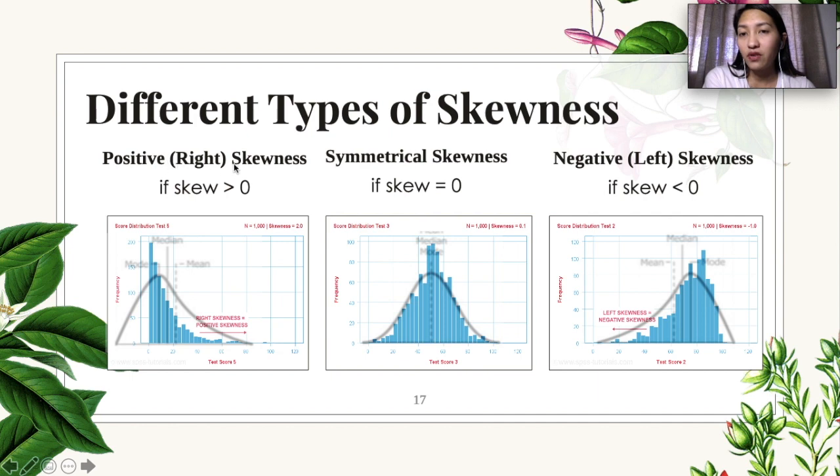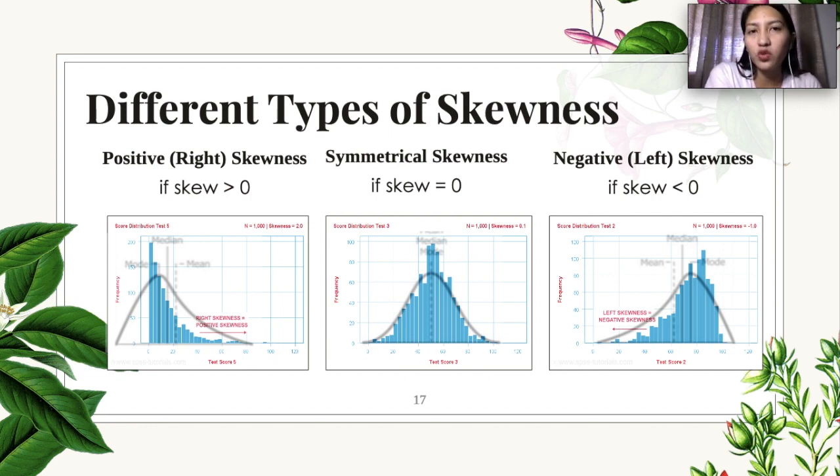Kapag positive or right skewed, ibig sabihin nun yung right side natin ay skewed or patusok. Yun o, nandun yung patusok. Di ba yung barbecue skew, yun ay ang tusok ng barbecue. So, andun yung patusokin niya sa right. So, kapag positive yung value ng skew natin, patusok siya sa right. Positive, right skewed.